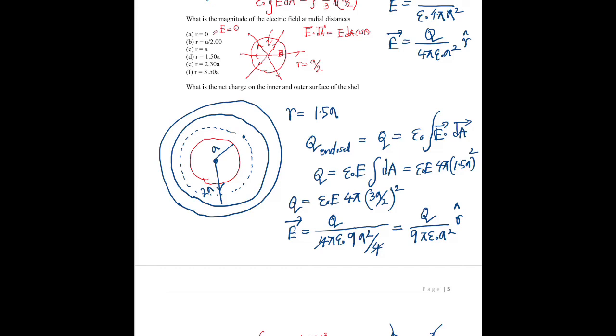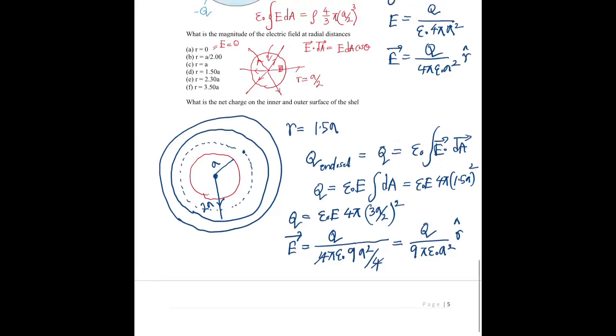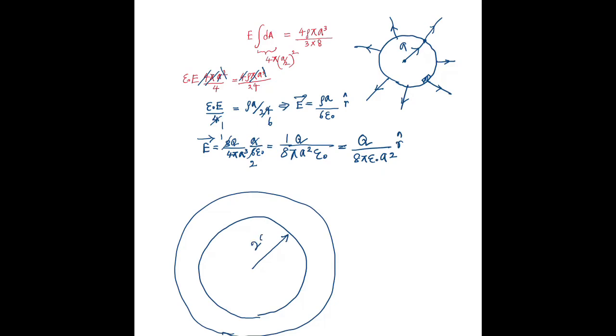Now we're going to find the electric field at a point where R equals 2.3 A. So the inner radius is 2A, the outer radius is 2.4 A. So we're going to get the electric field somewhere here. We're going to consider a Gaussian surface, which is again a spherical Gaussian surface. The center of the Gaussian surface is here, and the radius of this Gaussian surface is 2.3 A.